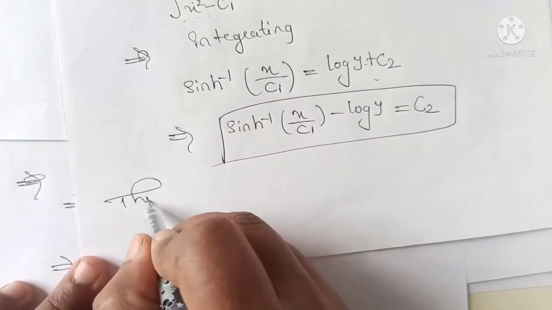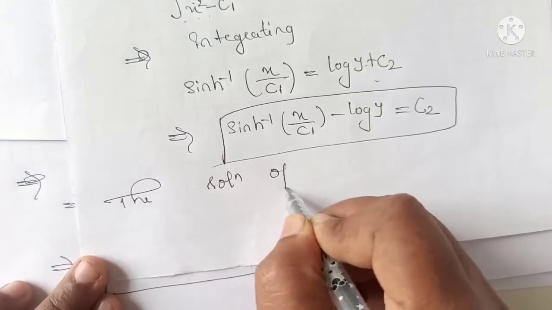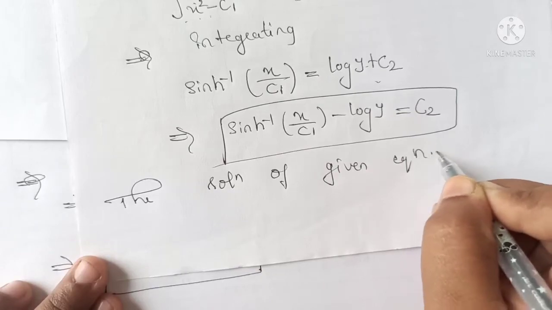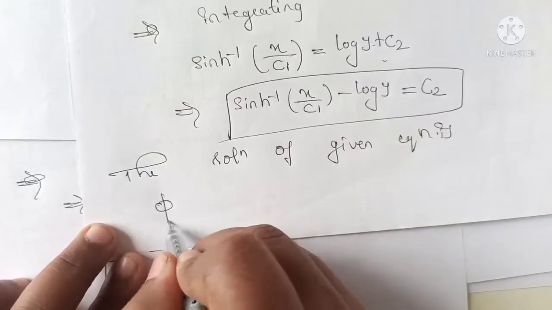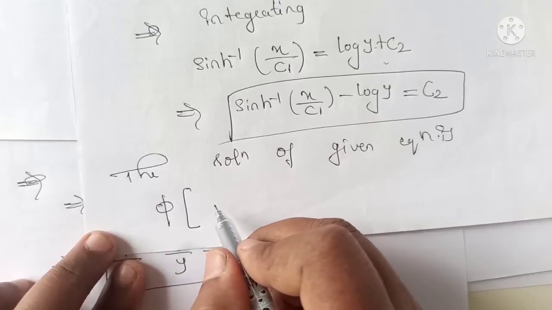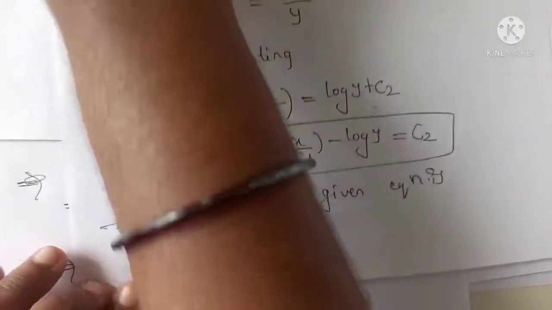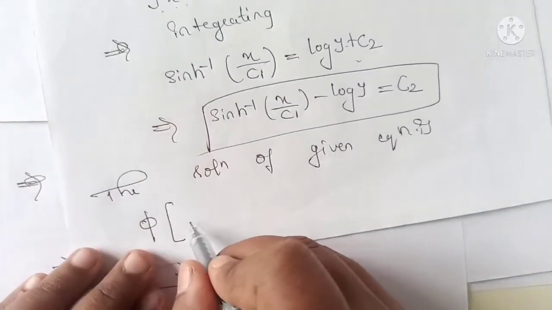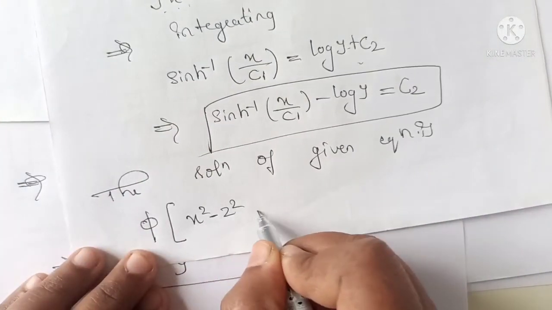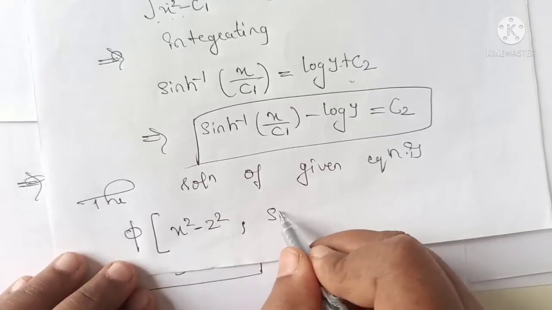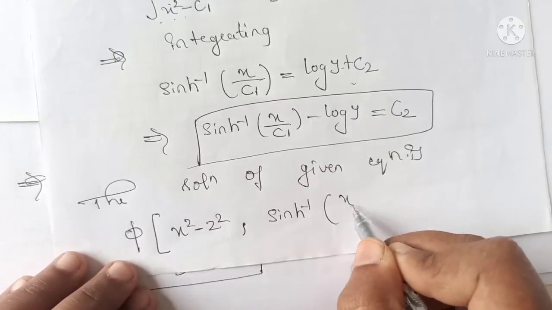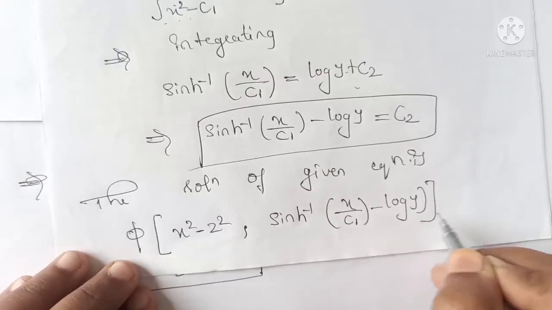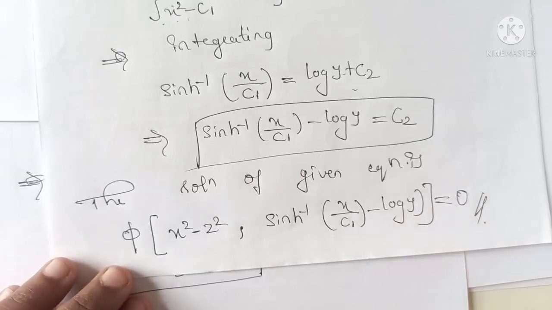Therefore the solution of the given equation is phi of the first independent solution, x square minus z square equals c1. So we write phi of x square minus z square, comma, the second set is sinh inverse of x divided by c1 minus log of y, equals 0.